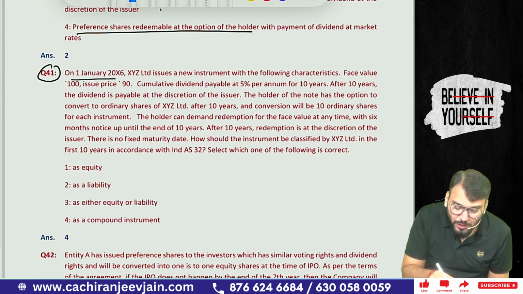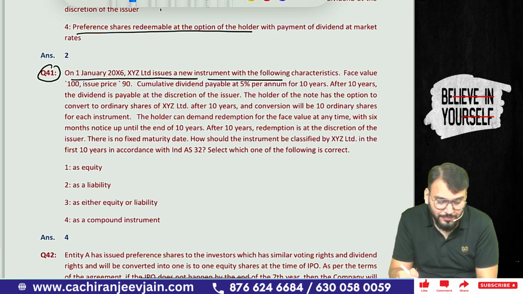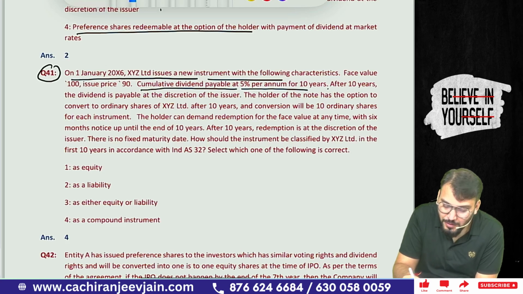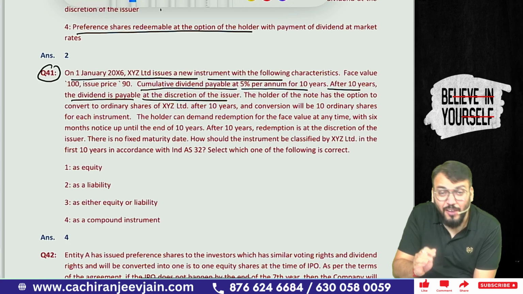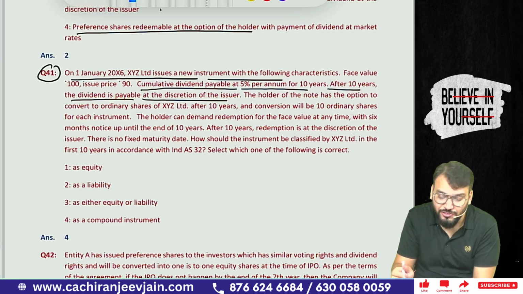On 1st Jan 2006, XYZ may issue a new instrument with the following characteristics. Face value 100 and issue price 90. Cumulative dividend payable at 5% per annum for 10 years. After 10 years, the dividend is payable at the discretion of the issuer. But before 10 years, it is not discretionary.